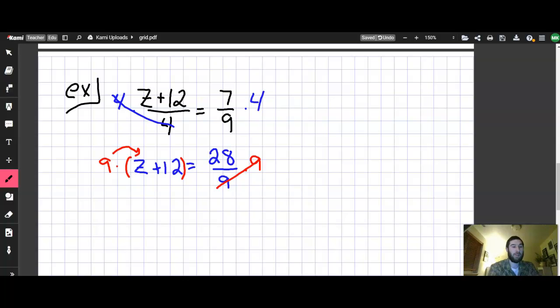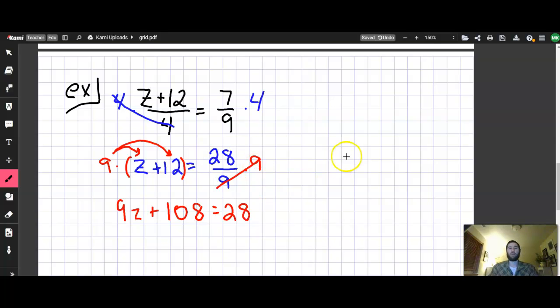So we end up with 9z plus 9 times 12, well, some mental math here. The 9 times the 10 is 90. The 9 times the 2 is 18. 90 plus 18 is 108. So we have 9z plus 108 equal to 28.